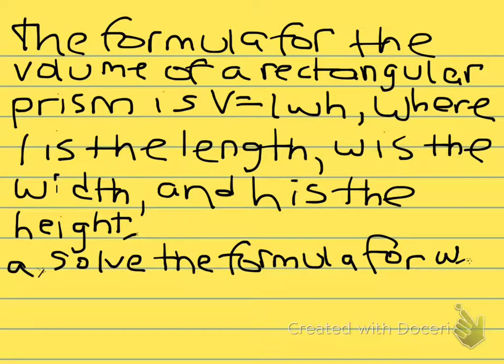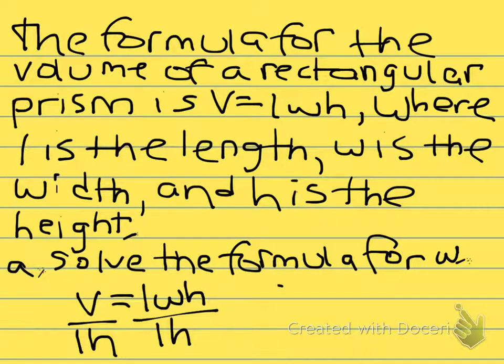Here we're going to solve for a particular letter in a formula. Normally the formula for the volume of a rectangular prism is V equals L times W times H, where L is the length, W is the width, and H is the height. We're going to solve the formula for W. So we want to eliminate the L and the H. Since it's all multiplication here, we can group the L and the H together and just divide them both out at the same time. So I end up with V over L times H equals W.